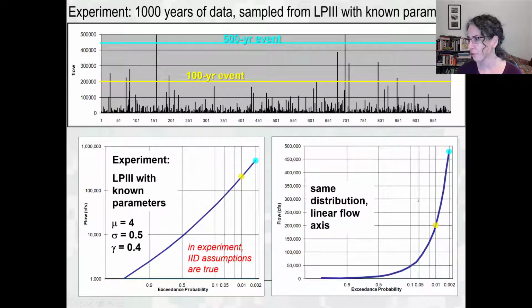Here is our 500-year flow at about 450,000, and it's exceeded twice in 1,000 years. So that looks about right.